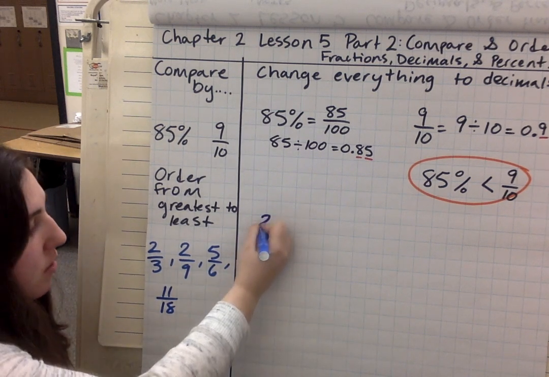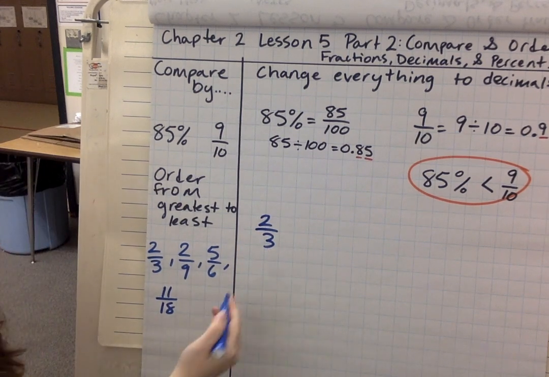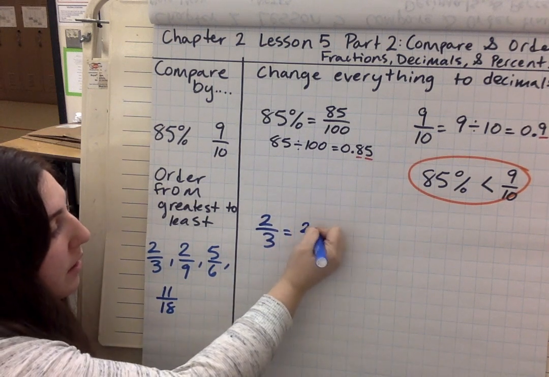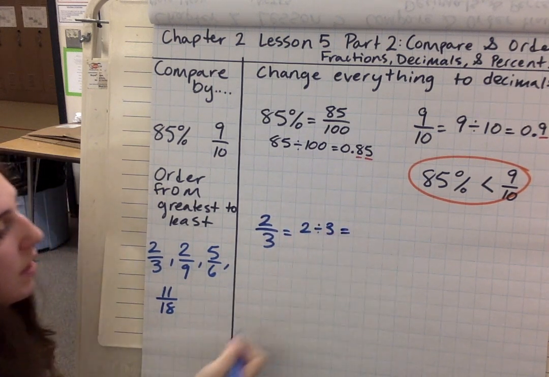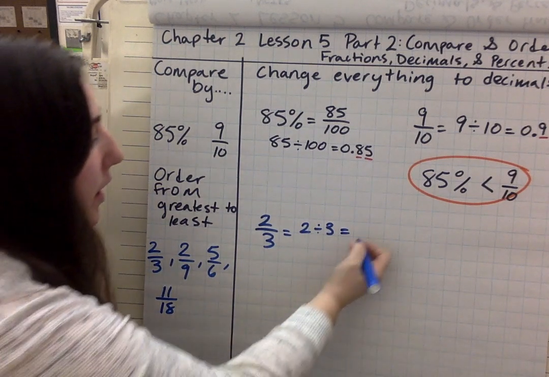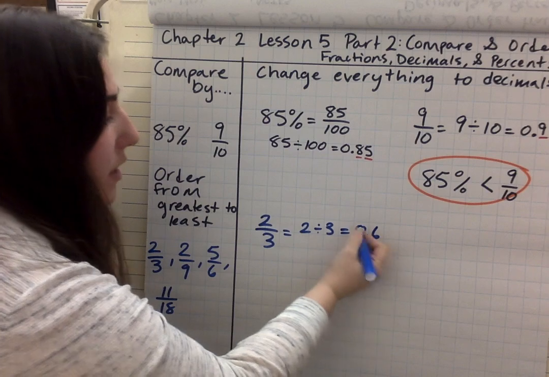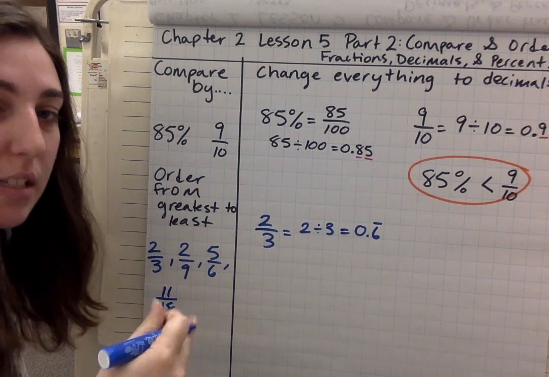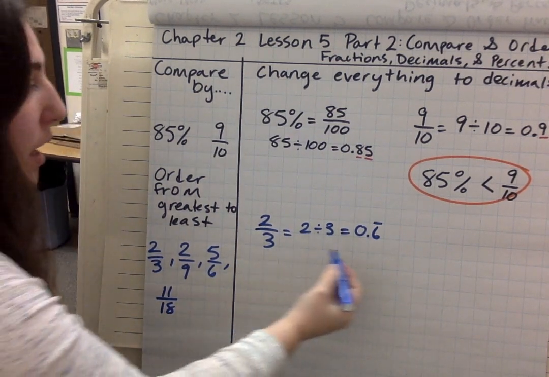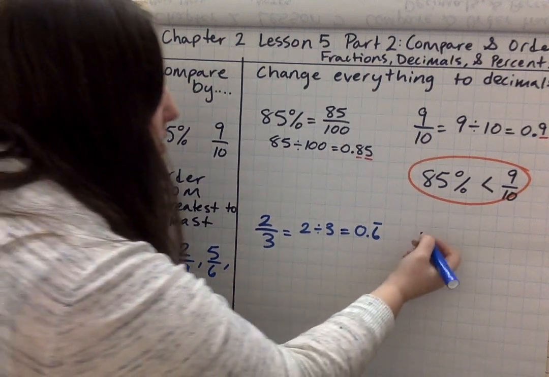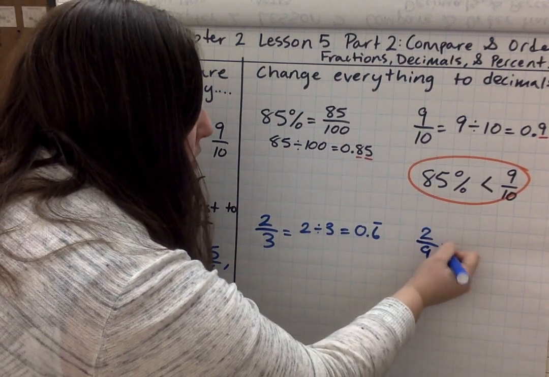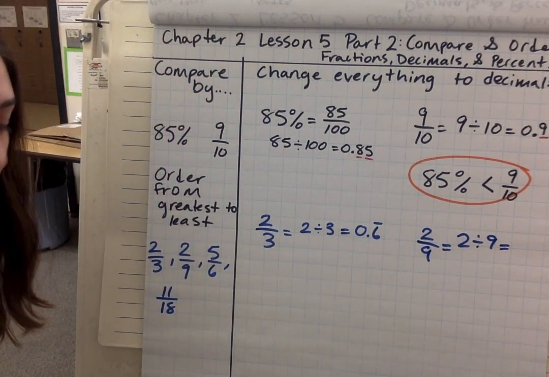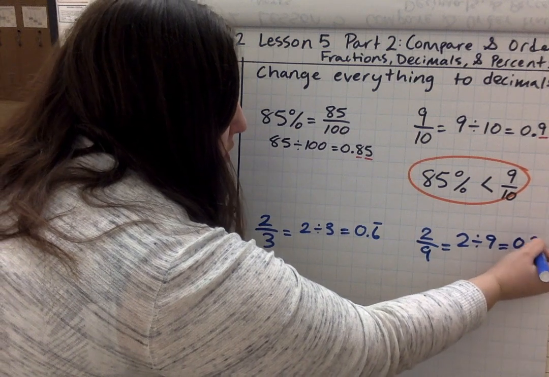So we have 2/3, and all we need to do is put this into our calculator, numerator divided by denominator. Okay, if you put that into your calculator, you're going to get 0.6, and the 6 is repeating, so I'm going to put that bar at the top of the 6 to tell me that the 6 keeps on repeating. I'm going to do the same thing to 2/9. Numerator divided by denominator, and I'm going to get 0.2 repeating.